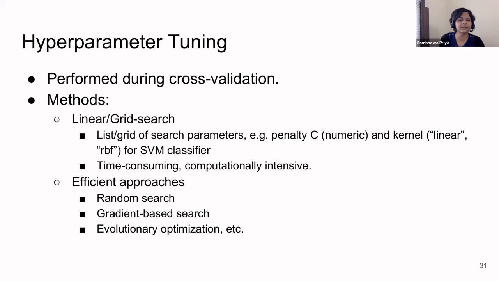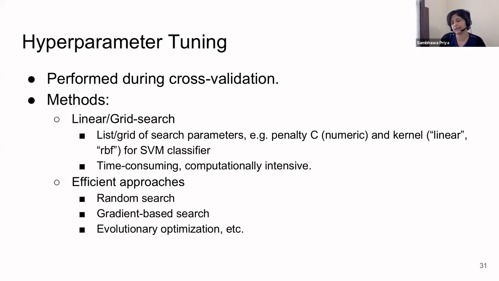So there are some efficient approaches to do this, like random search or gradient-based search, the gradient descent algorithm, for example, is a good example there. And then evolutionary optimization and so on. So usually we don't have to implement this, and it's inbuilt in a library of the machine learning package in either R or Python or whatever language you're using. So that takes care of it.